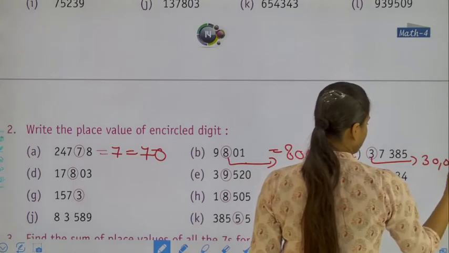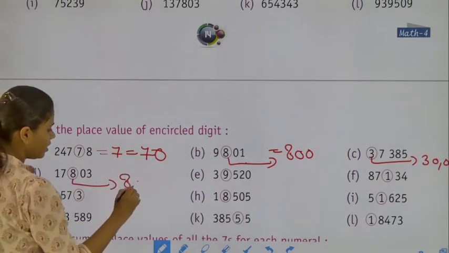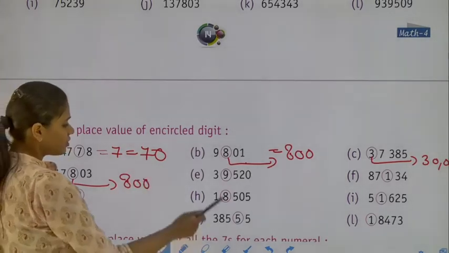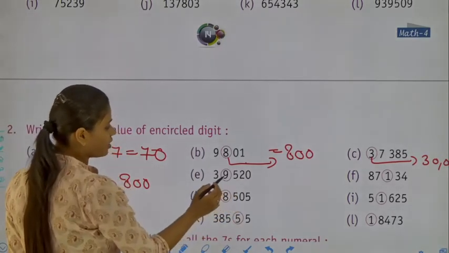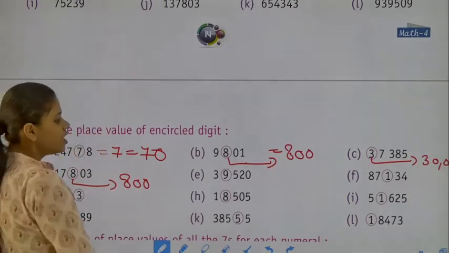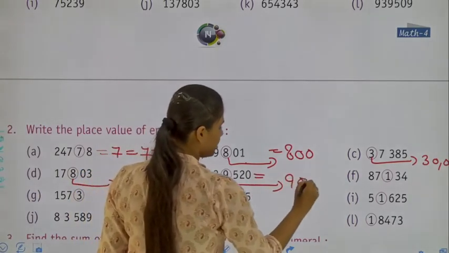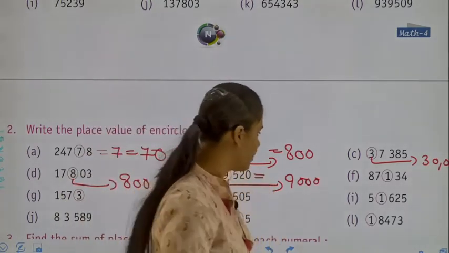Now move to the next part. Again, 17,803. We have to tell the place value of 8, that is 800. Next, move to the next part, that is 39,520, ones, tens, hundreds, thousands, ten thousands. So what is the place value of 9, students? That is 9,000.